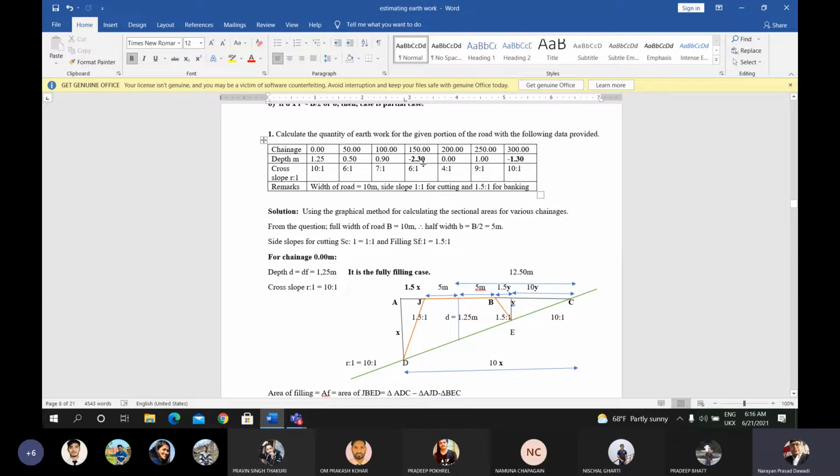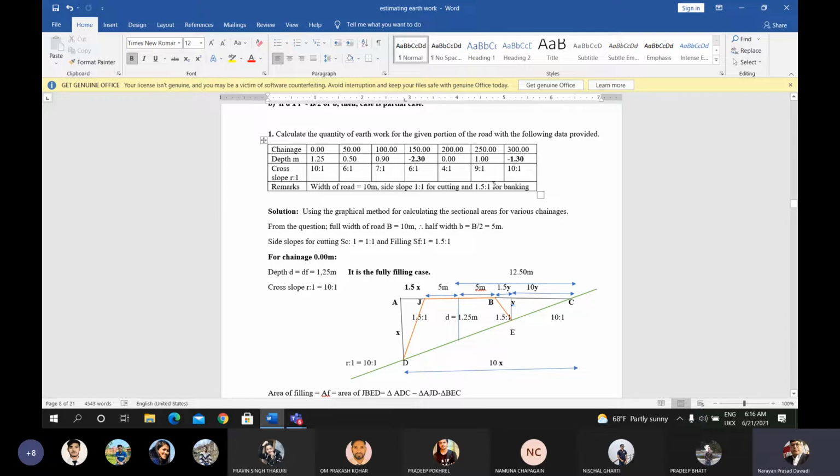Now for the 150 meter, 2.3 is multiplied by 6, it will be 13.80 meter, which is also greater than the 5 meter half width of the road. And the sign is negative here, a cutting depth is given here, so this is the fully cutting case. And for the 200 meter, it is 0 into 4, it is 0, which is less than half width of the road. This is the partial case having depth equal to 0.